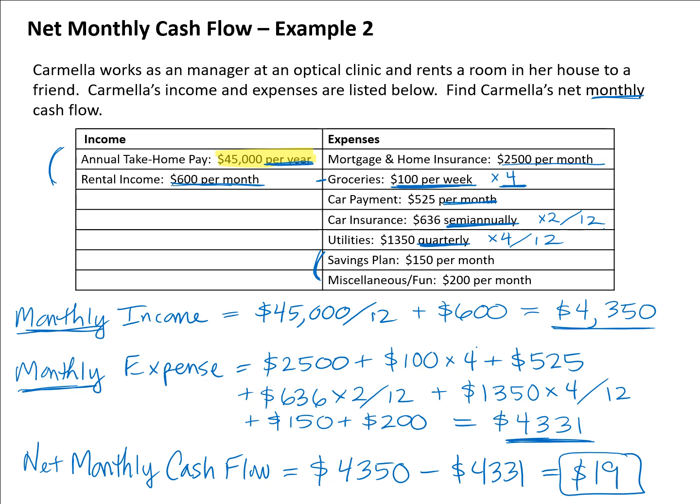She's pretty efficiently spending her money, but she does have a little bit extra each month, and that's a nice thing. That extra $19 she could put into her fun category each month. She could put a little extra money into savings. She could splurge and have a dinner out. So it's something that she could do, but at least she knows that she's not overspending her budget. She's actually getting a little bit ahead each month. So that extra $19 is quite useful to know.